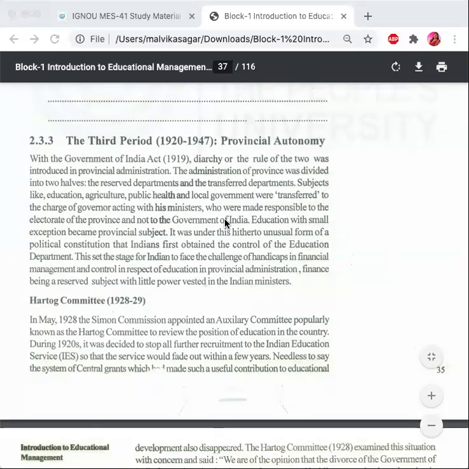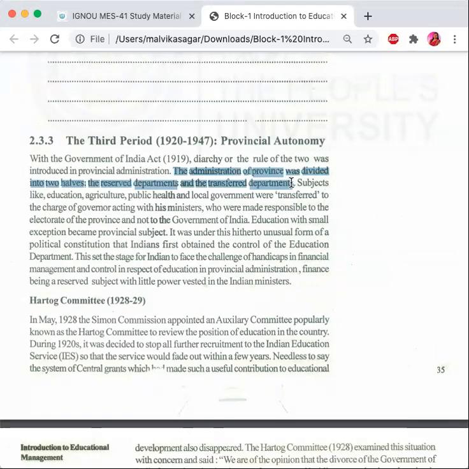With the Government Act of 1919, diarchy, or the rule of two, was introduced in provincial administration. The administration of the province was divided into two halves: the reserve department and the transfer department. Here, one MCQ question can be made on this point. It is an important point. Please remember, the first one was the reserve department and the second one is the transfer department.